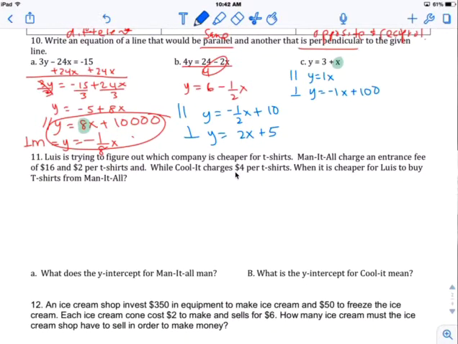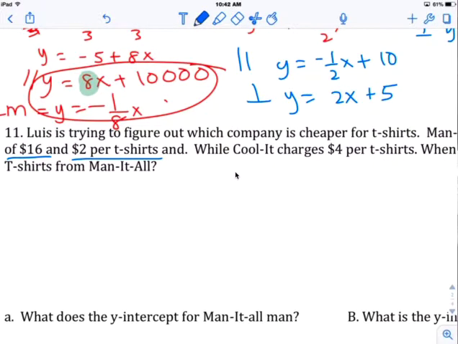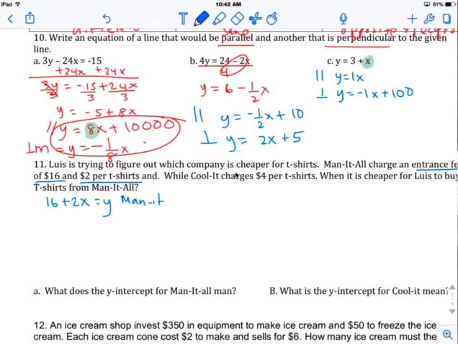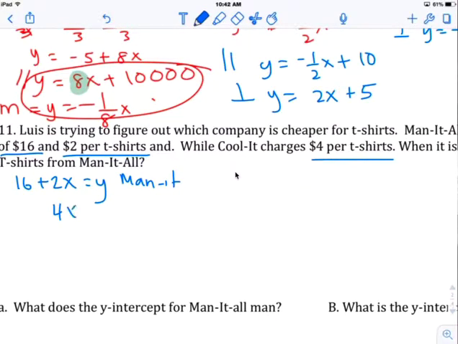Now, Luis is trying to figure out which company is cheaper for t-shirts. Manit charges an entrance fee of $16 and $2 per t-shirt. Okay, Manit is 16 plus 2x equals y. And then Cool-It charges $4 per t-shirt. 4x equals y is Cool-It.